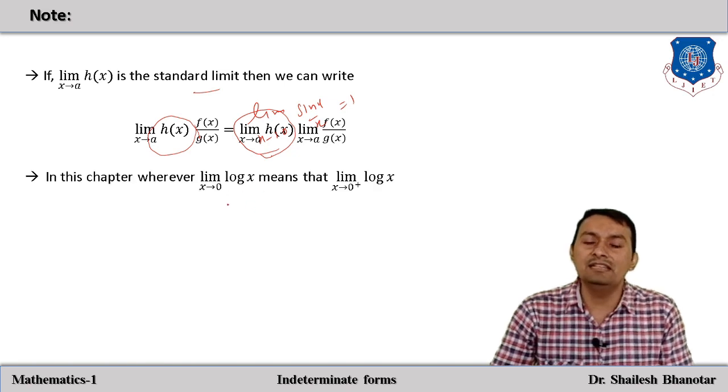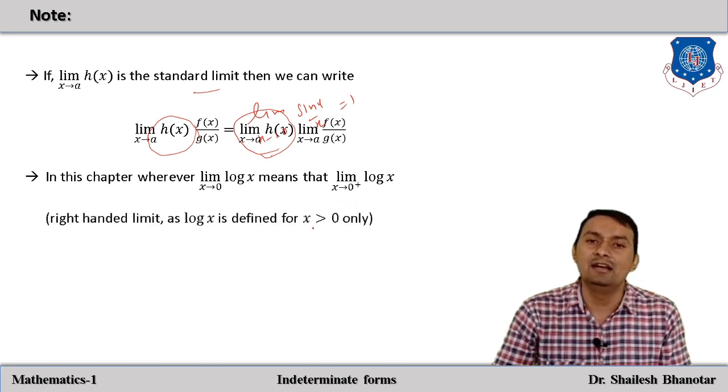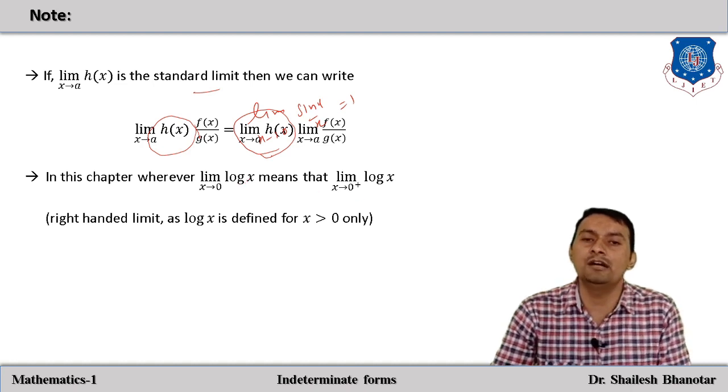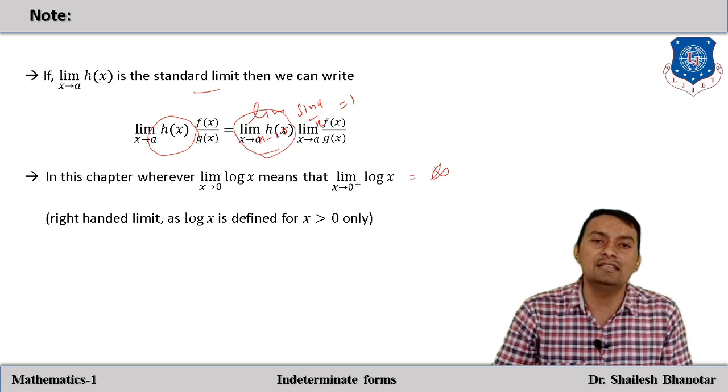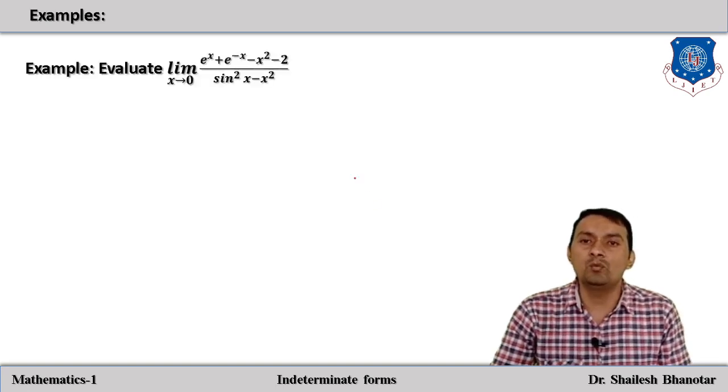Whenever we see the limit as x tends to 0 of log x, your log x function is defined only for positive numbers, x greater than 0. That means we have to consider the limit as x tends to 0 plus of log x, and for the final limit, the answer is nothing but infinity. Now let us look at example number 1.